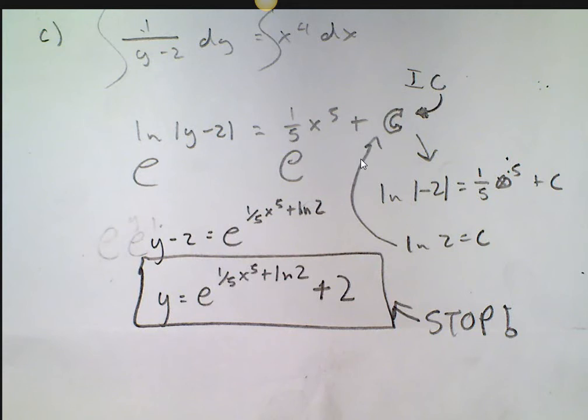When you're done, you gotta stop. Plug in 0, -2, find the C. Find the C, and then I add 2 and I'm done. Stop. Don't do any more. Alright guys, last question. That was 6 points.